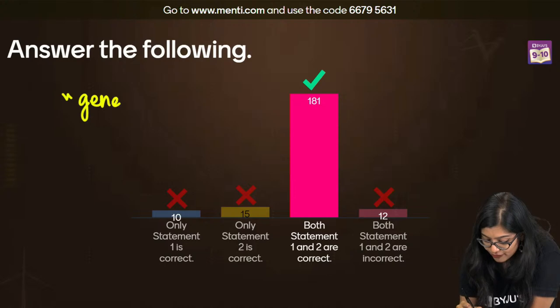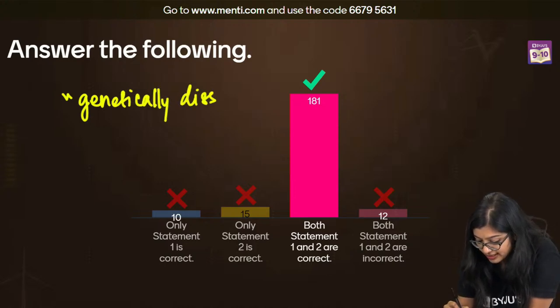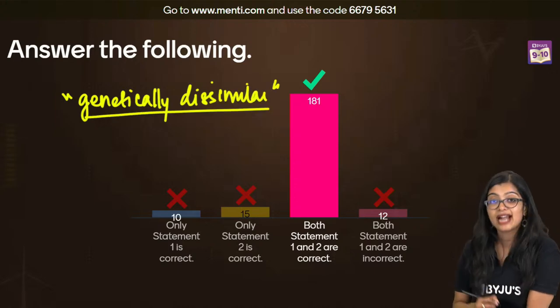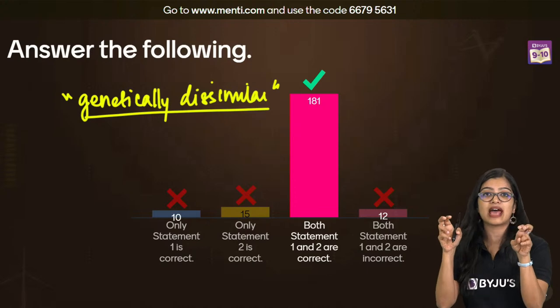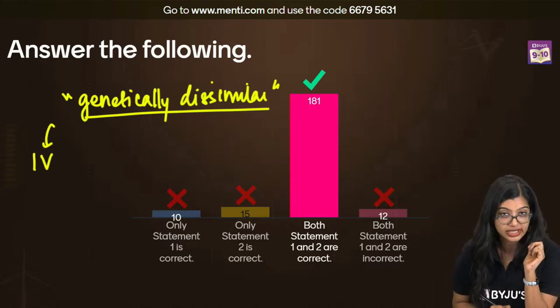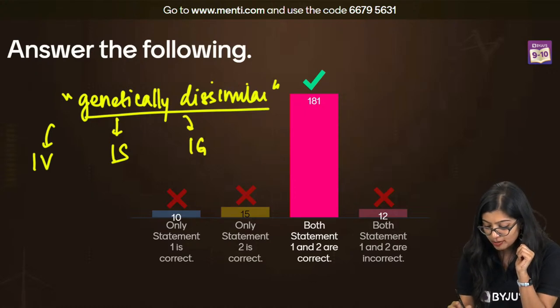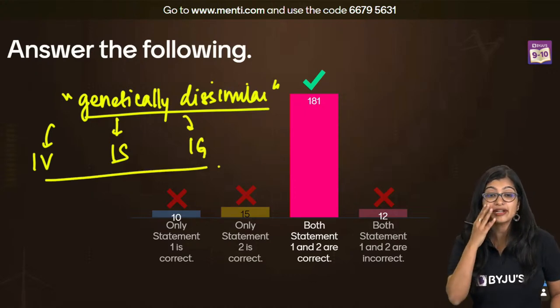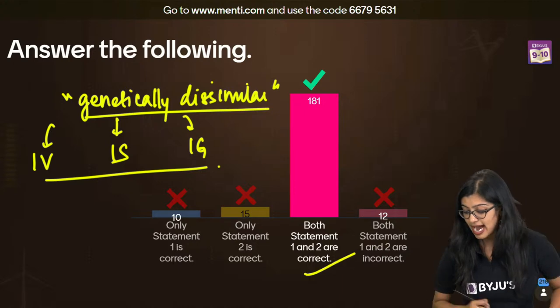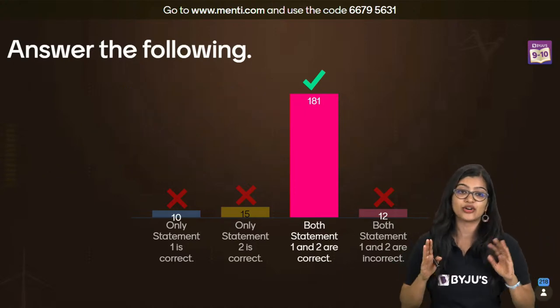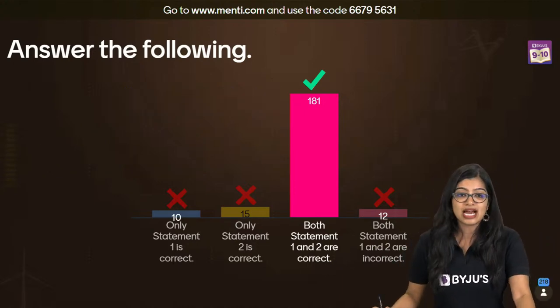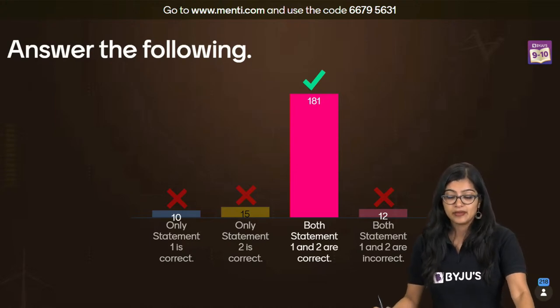The key word for hybridization is that we are crossing genetically dissimilar plants, right? And this genetic dissimilarity could be either intervarietal, it could be interspecific, or it could be intergeneric, right? So the correct answer here is that both statements are correct, okay? Well done, everybody.